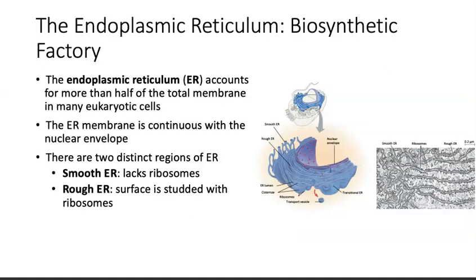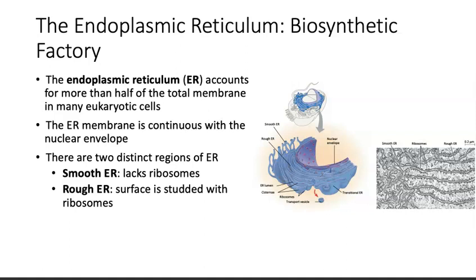So let's focus here first on the endoplasmic reticulum. The main job of the endoplasmic reticulum is to make stuff. Another way to say that is we biosynthesize. And so we can say that the endoplasmic reticulum is a biosynthetic factory, making biological molecules. The endoplasmic reticulum is frequently abbreviated as ER, and it accounts for more than half of all the membrane inside of eukaryotic cells. There's just a lot of endoplasmic reticulum.